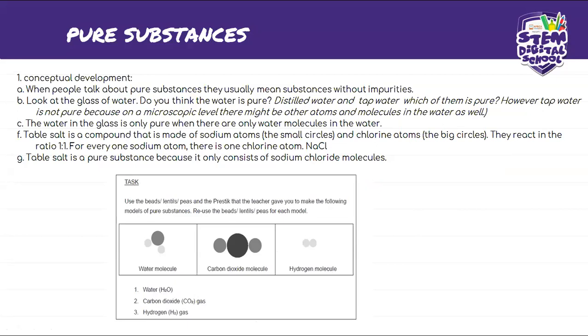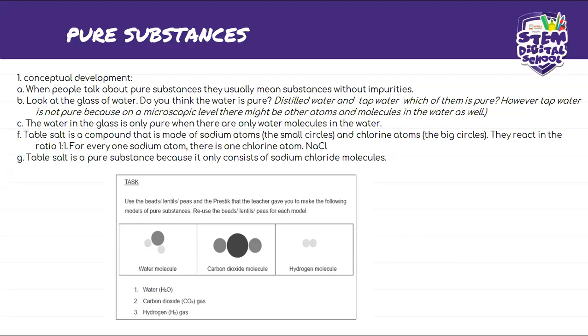It usually means substances without impurities. Okay. So do you think water that is pure in a glass, if we have a glass of water, will you just jump to the conclusion that the water is pure without taking into consideration the source? Yes. Now, if you do that, your answer will be wrong. So we can determine the source of the water to make a judgment on whether it is pure or not pure.